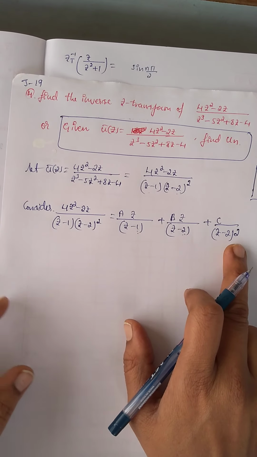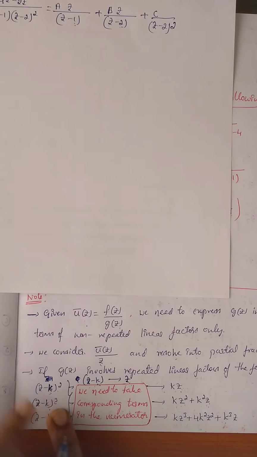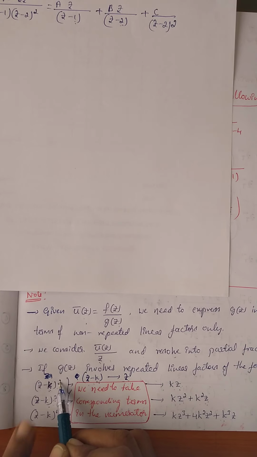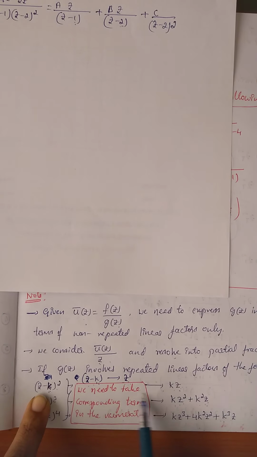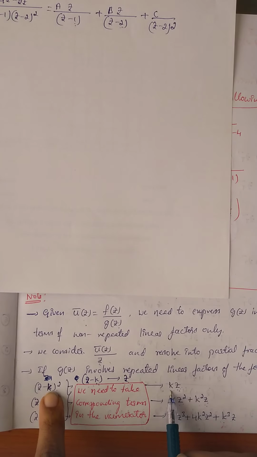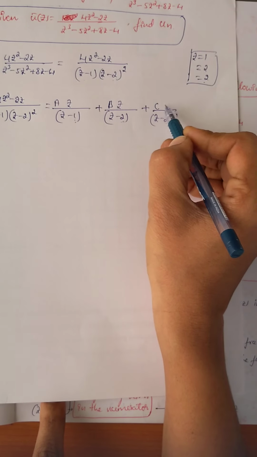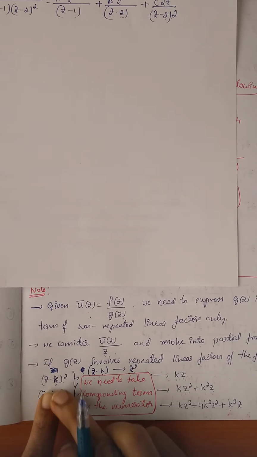And (z − 2) whole square. So use the next point, (z − k) whole square. Here k is a constant. If you have a (z − k) whole square term in the denominator, we need to take the corresponding term in the numerator. What is the corresponding term? kz in the numerator, where k is a constant. If you have (z − 2) whole square, we take 2z in the numerator, using this second point.